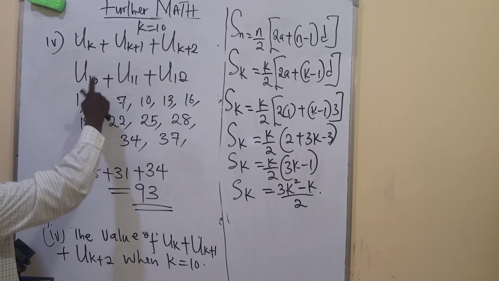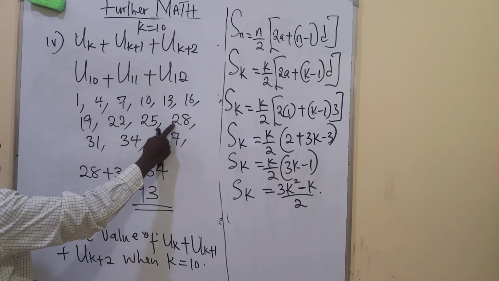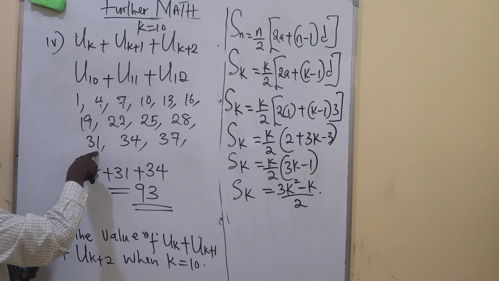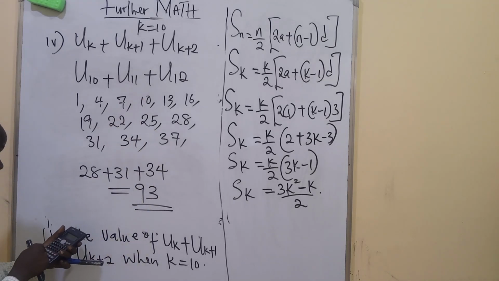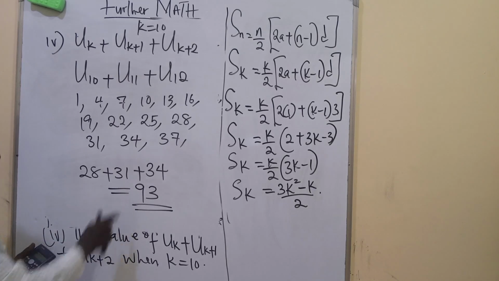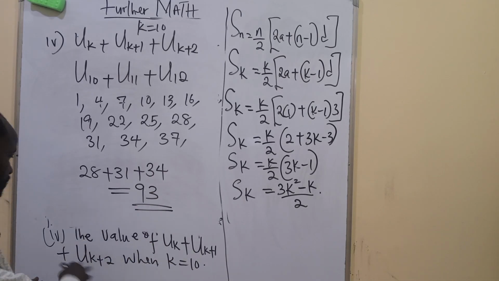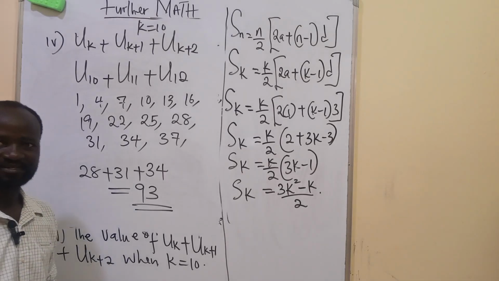So the 10th term, as I said, you count 1, 2, 3, 4, 5, 6, 7, 8, 9, 10, is 28. The 11th term is 31. The 12th term is 34. Sum it: that's 28 plus 31 plus 34, which gives us 93. So the value of k times plus k plus 1 times plus k plus 2 times, when k is equal to 10, is nothing but 93.